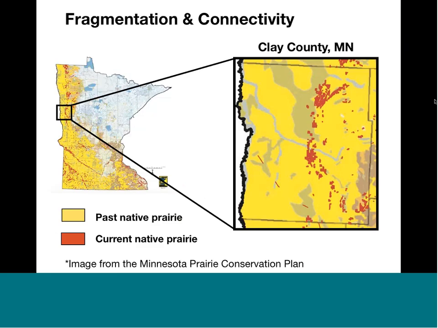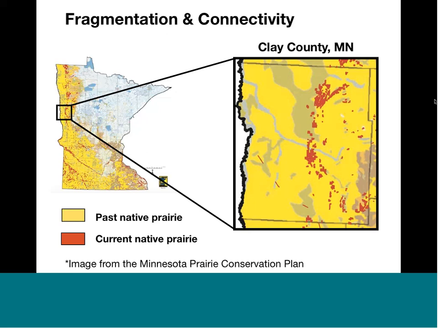So as I'm sure all of you are aware, Minnesota has lost a significant proportion of its native prairie habitat. This is a vegetation map from the Prairie Conservation Plan, and in yellow it shows the extent of the native prairie since 1908, which was about 18 million acres. And in red, as of 2011, we see the extent of the current native prairie habitat, only about 235,000 acres.